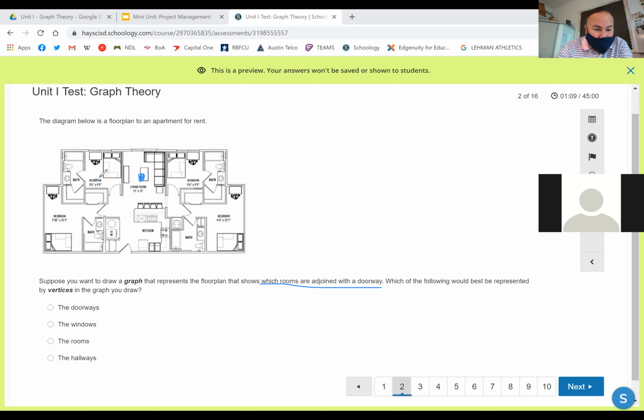Well, each room would likely be a vertex, and if we wanted to connect them, we would connect them if they had a doorway between them. So I would connect those two, I would connect those two, and so on. If they had a doorway between them, I would connect them with an edge, but the correct answer would be the rooms would be the vertices.